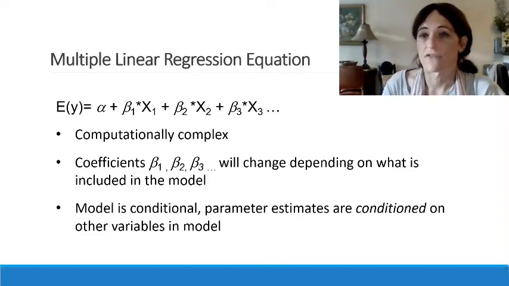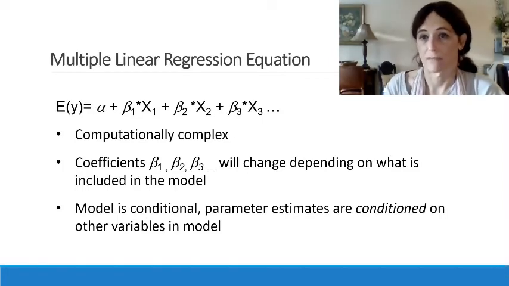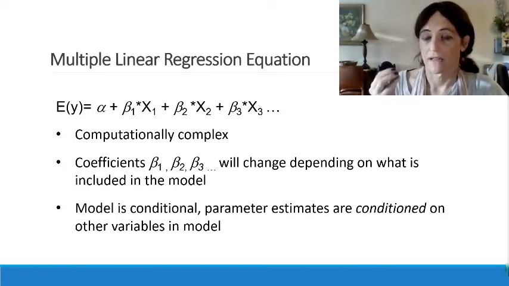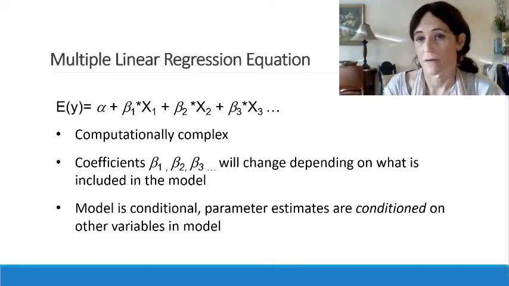So in the case of a multiple linear regression model, we call it a conditional model. That is, our estimates for each of the betas are conditioned on other variables in the model. That was not true in the case of simple linear regression. But now what we're getting as an estimate is dependent on what we include. So we need to be thoughtful about what variables we're going to include in a multiple linear regression model.